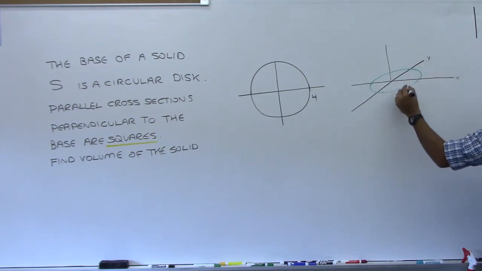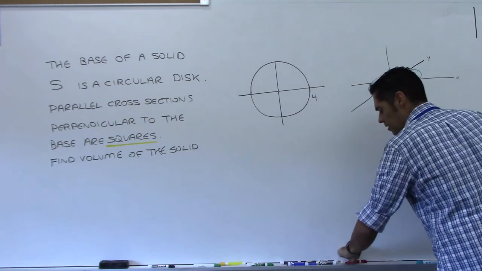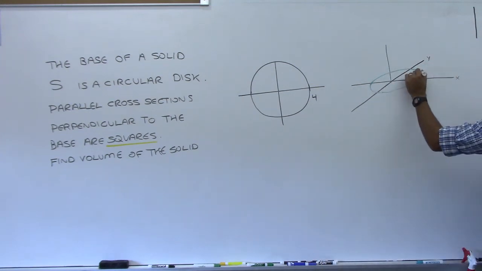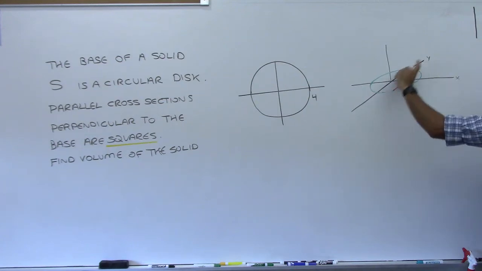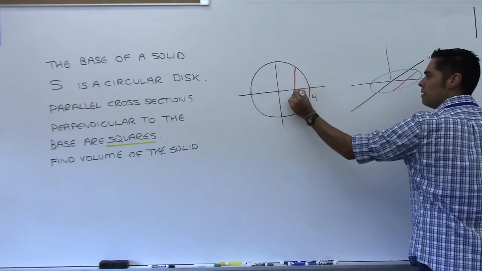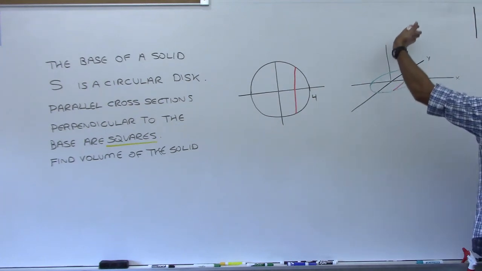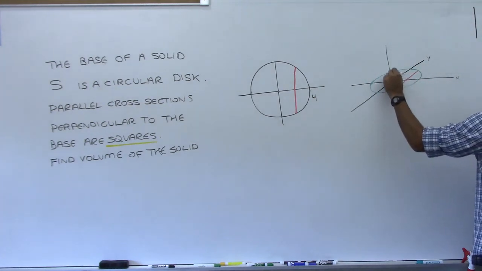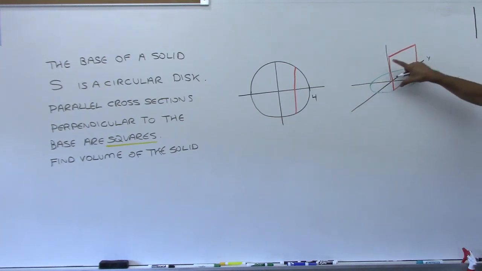If we come through and we take a cross-section of this solid, let me do it in a different color. We take a cross-section that's parallel, so we're running a line parallel to the y-axis, so it's like this, that red line. If we look at that, and we look at that where it's sliced into the solid, it will form a square. That means all sides are the same length.